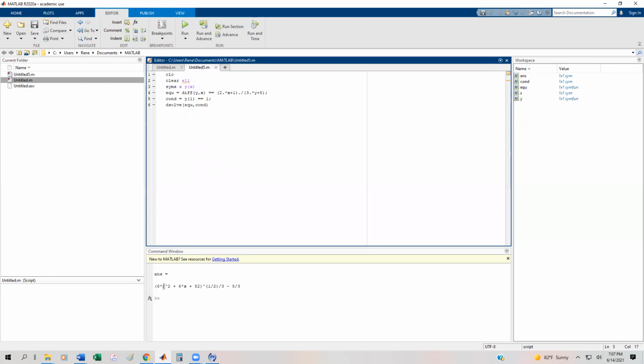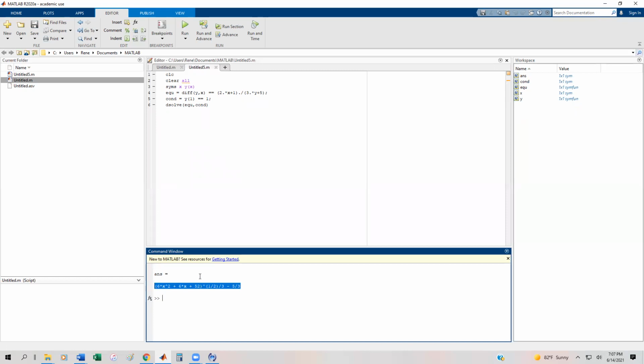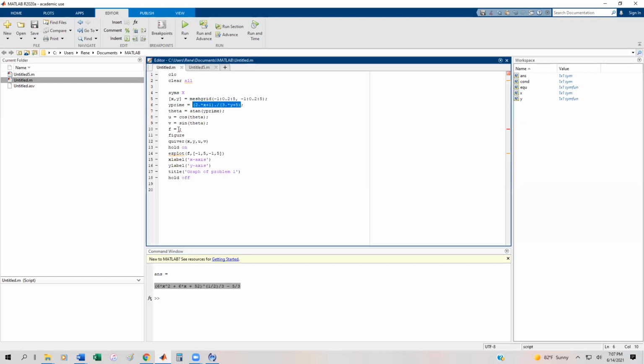Right, so here's our solution right here: the square root of 6x squared plus 6x plus 52, times 1/2, times 5 thirds... minus 5 thirds. So I'm going to take this, and just like we did in the previous example, I'm going to copy this solution and paste it right where f is, but I'm going to change all the lowercase x's to capital X's. And I don't need to do the dot times for this because I'm going to use ezplot, symbolic. Everything else is good to go.